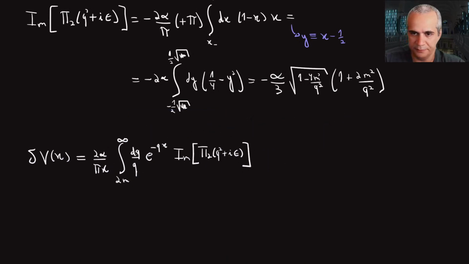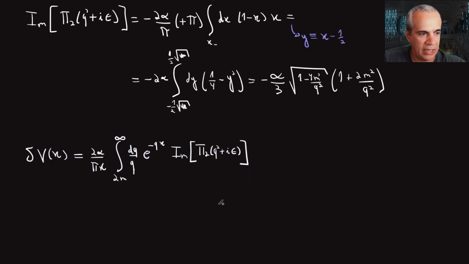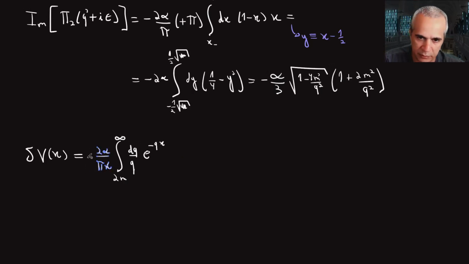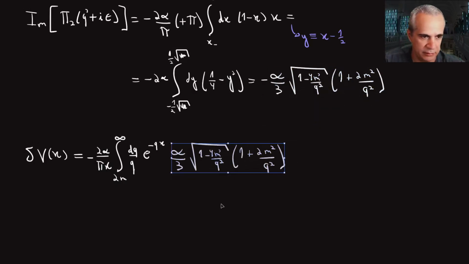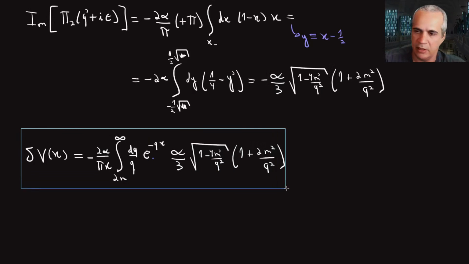Now I can put, so this minus goes in the front here, and the rest I plug right here. So again, I have this, I want to put a box around. It's a very important result. And we see here that this is the next-to-leading-order correction to the potential.